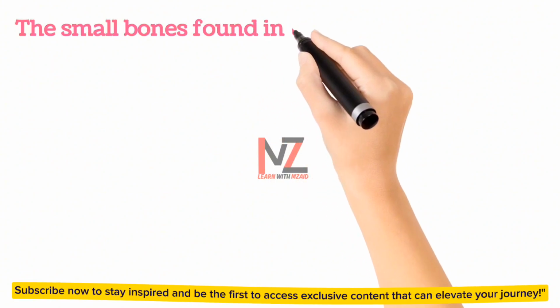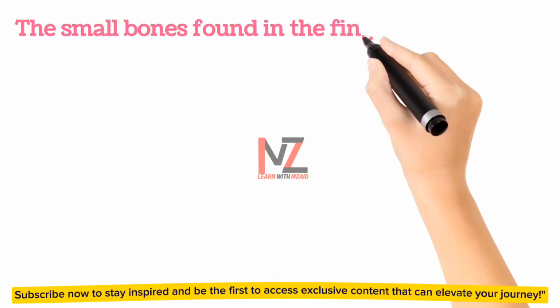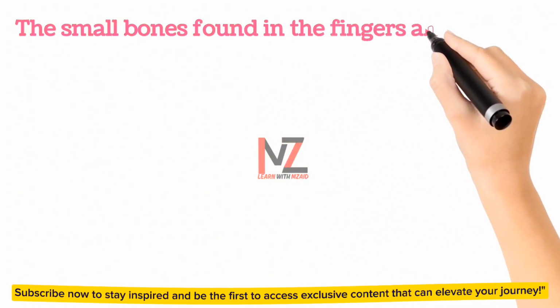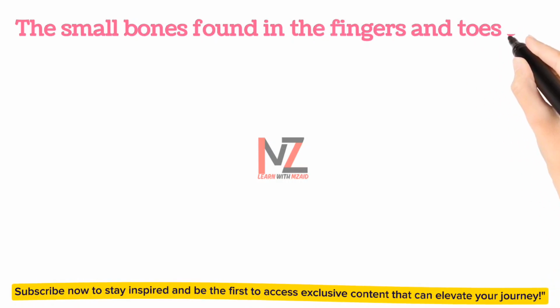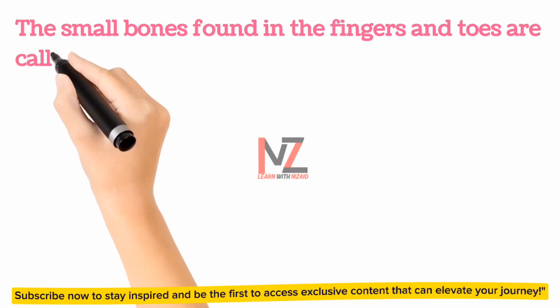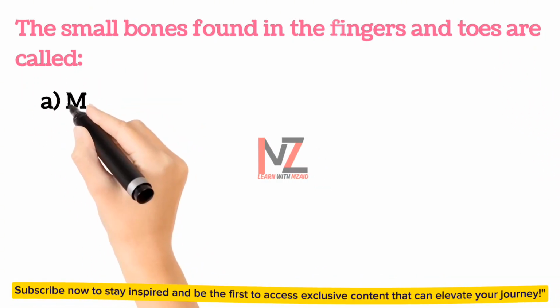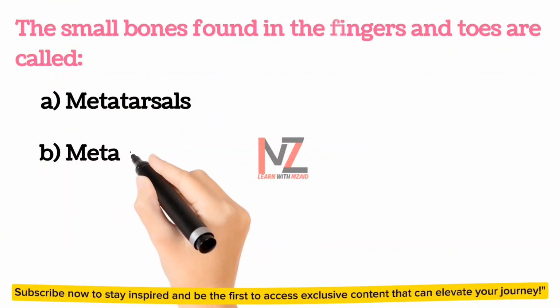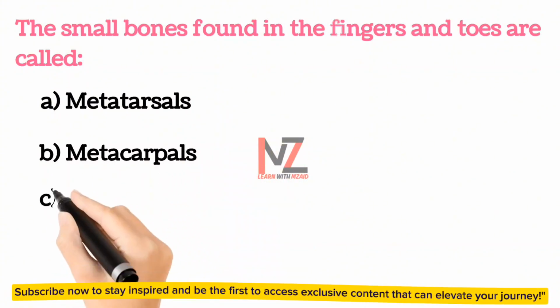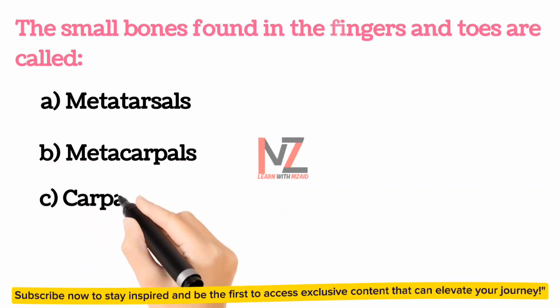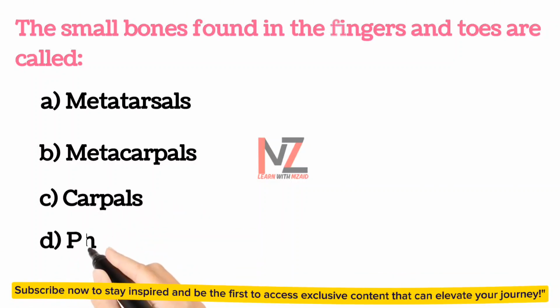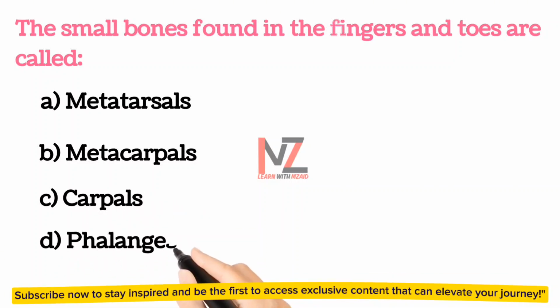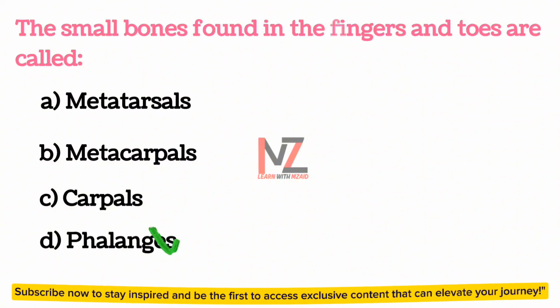Question number 21 is, the small bones found in the fingers and toes are called? Option A, metatarsals. Option B, metacarpals. Option C, carpals, and option D, phalanges. And the right answer is option D, phalanges.